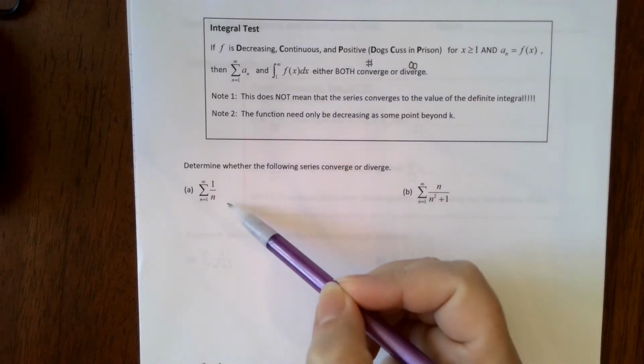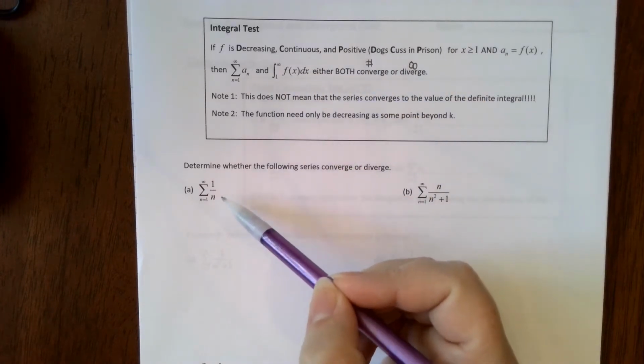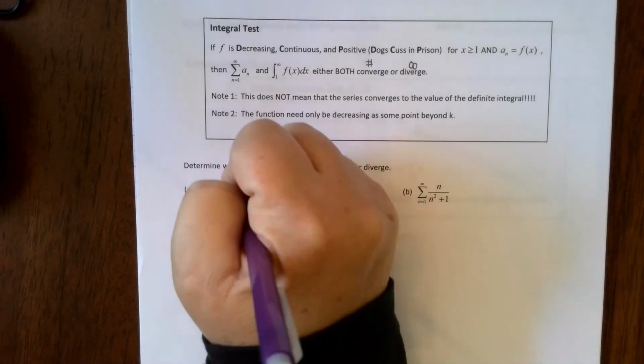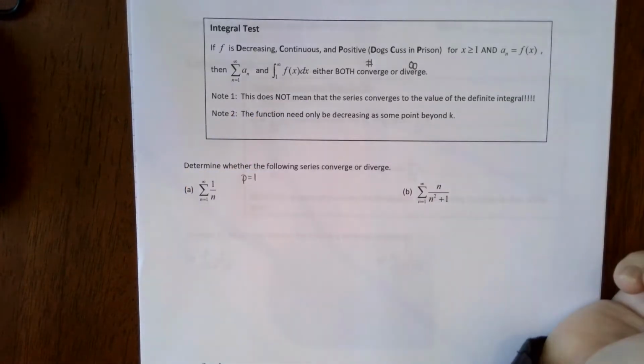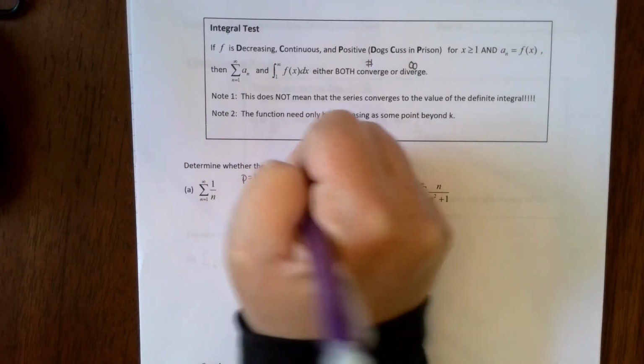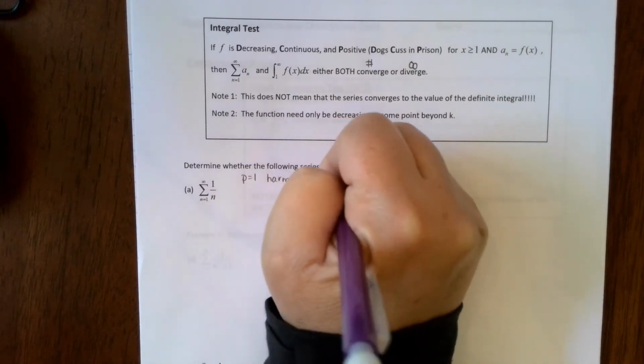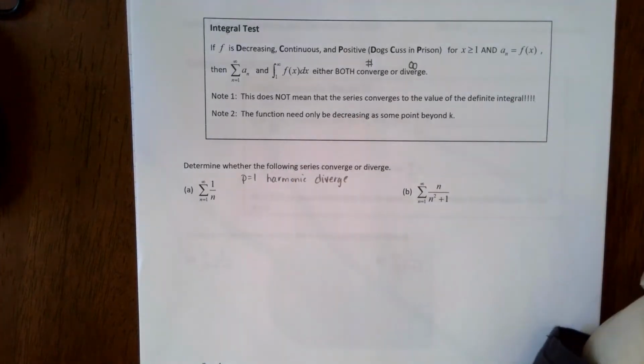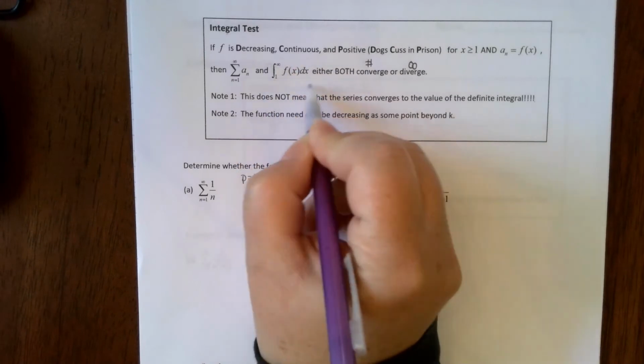Now, keep in mind, you know that this diverges already, because of the P-series, p is equal to 1, and it is a harmonic series, which is going to diverge. So if I was asking you whether this thing diverged or converged, and I didn't care how, then you would already have your answer and you'd be done. But if I said you have to use the integral test, then this is what you would have to do. You have to set up the integration right here.